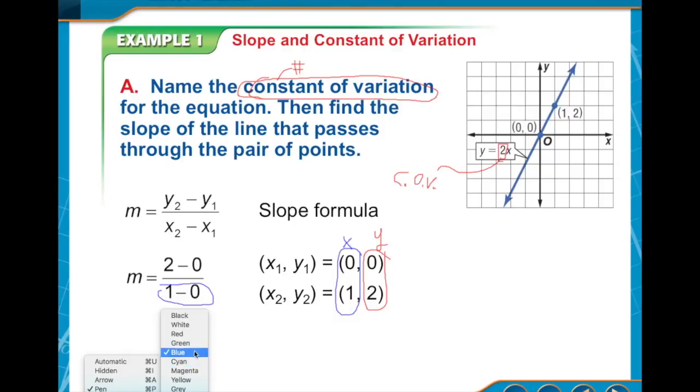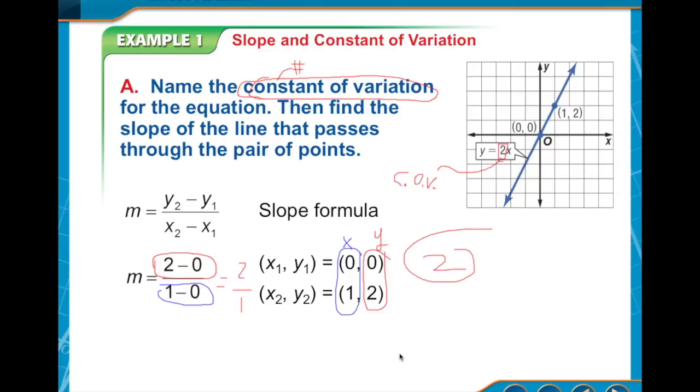So using those steps, we can very quickly find their slope. We know 2 minus 0 is just 2. And 1 minus 0 is just 1. So what is our slope? Our slope should be 2. So we found the constant, it was 2. The slope is also 2. And we proved it by finding it between those 2 points.